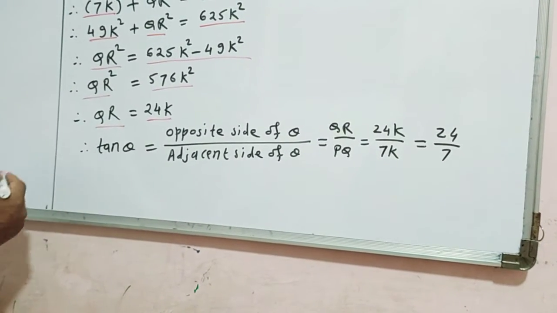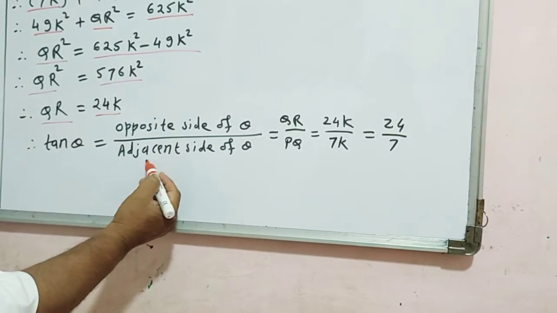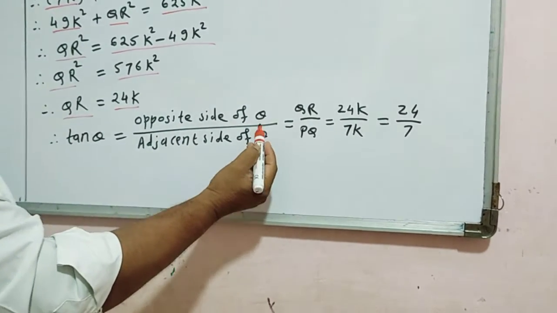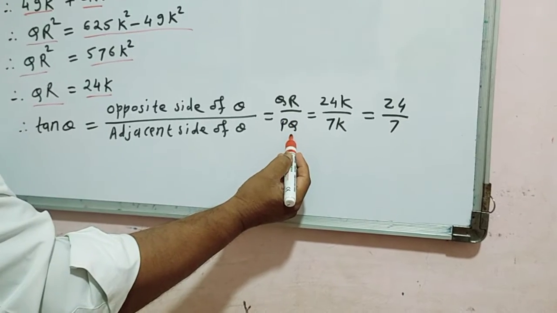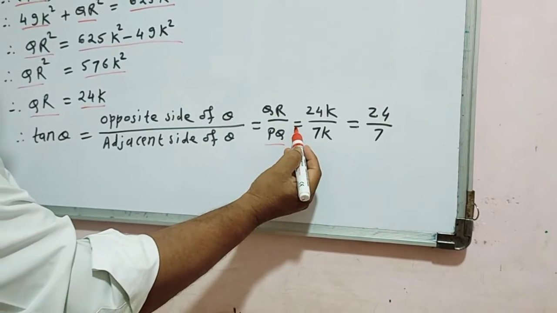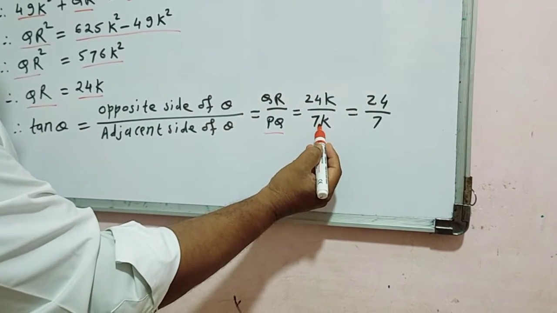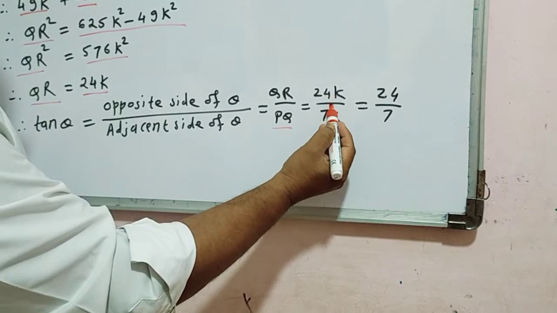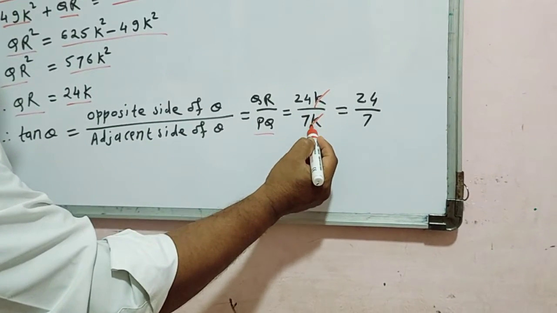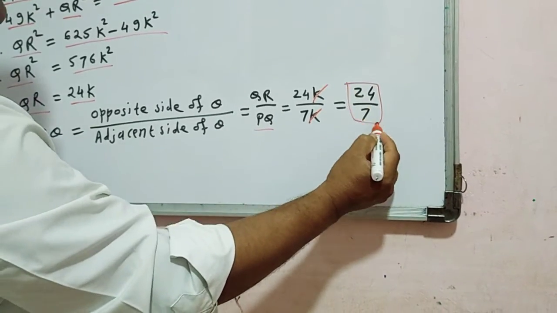Now we have to find tan theta. So tan theta is equal to, by definition, the opposite side of theta upon the adjacent side of theta. The opposite side of theta is QR and the adjacent side is PQ. So equal to QR upon PQ. Substituting the values, QR is 24k and PQ is 7k. So equal to 24k upon 7k. Cancel k, it is equal to 24 upon 7.